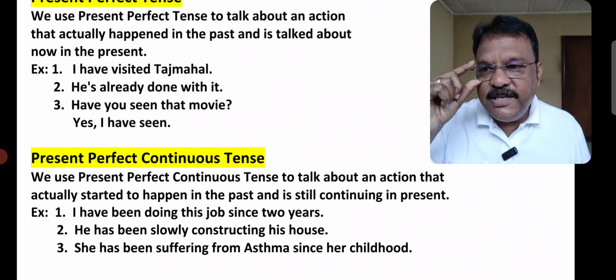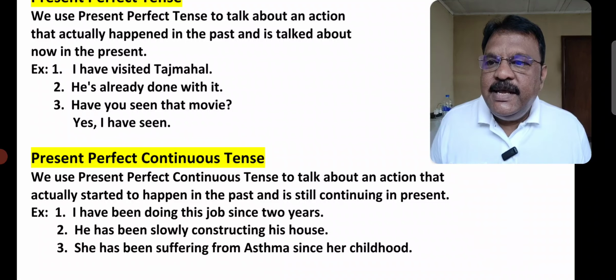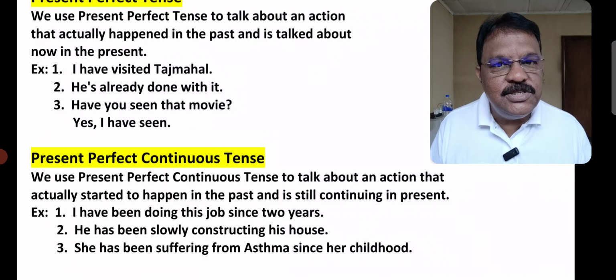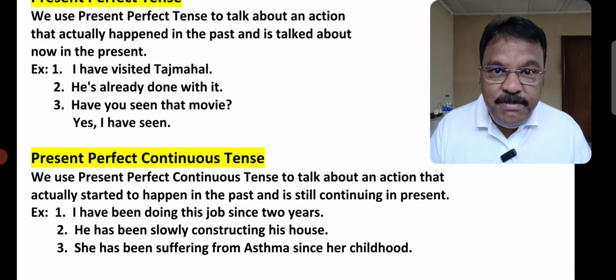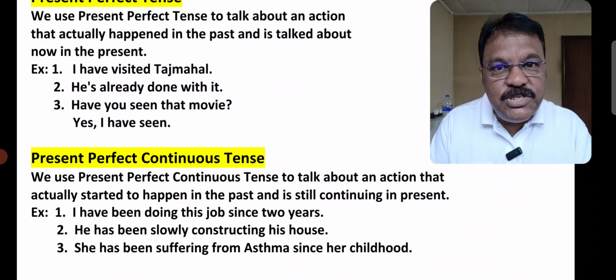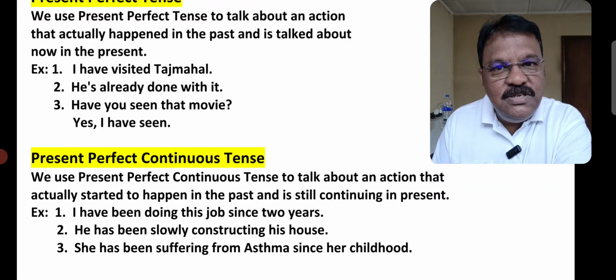Look at our second example. He has been slowly constructing his house. We mean to say the subject he started to construct his house sometime back in the past and is still constructing in the present also.